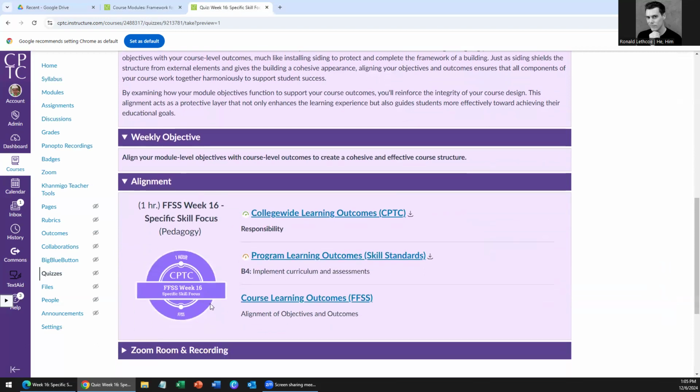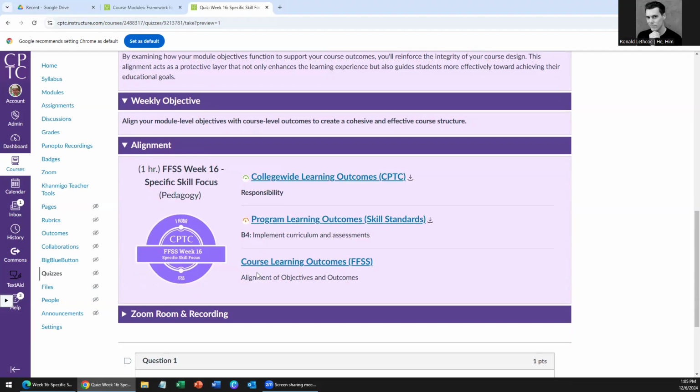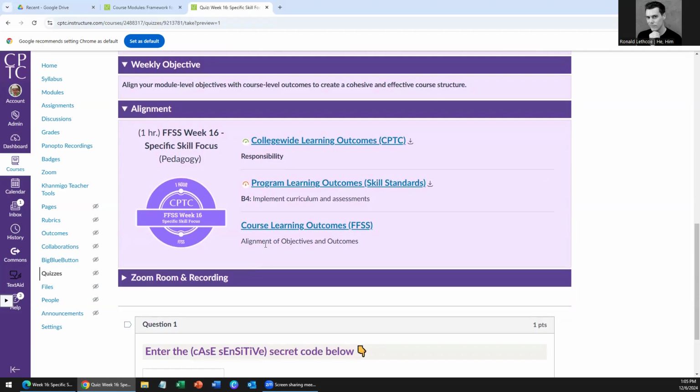Speaking of alignment here, this one is, I've tagged it as aligning with responsibility. And if you're working on skill standards, this would be the B4, implementing curriculum and assessments. And for our course learning outcomes, alignment with objectives and outcomes.